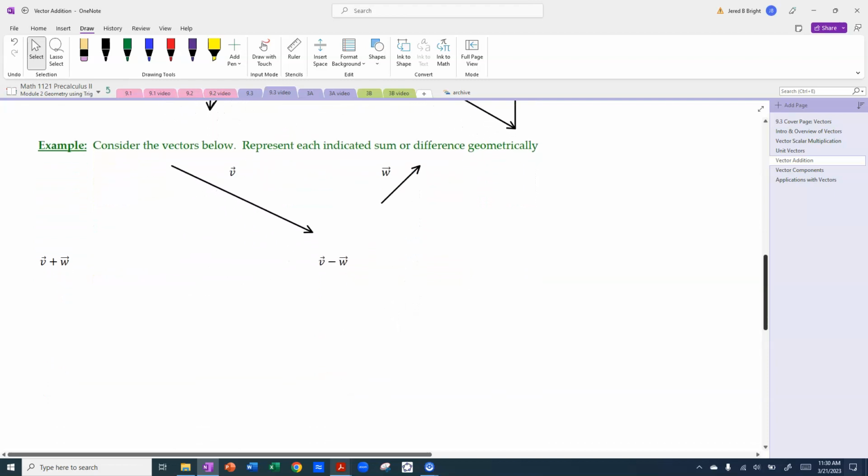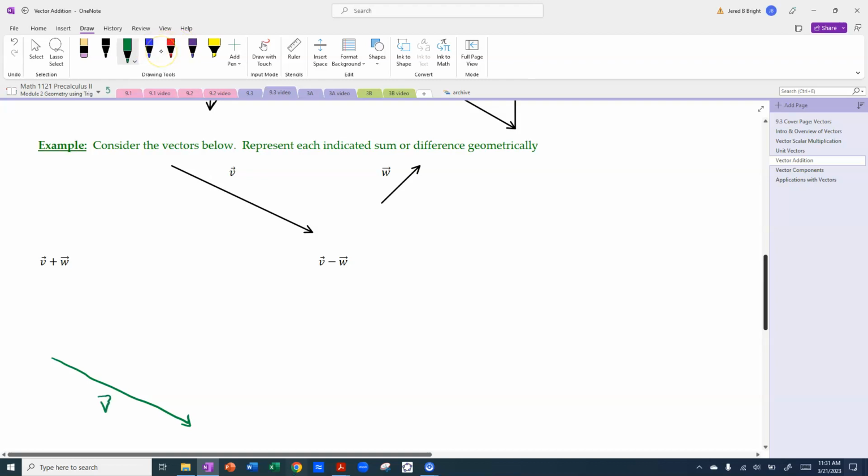Here we go. We have two vectors. We want to find each sum or difference geometrically. Okay. So I want to do v plus w. So I'm going to make a copy of v. I could copy it here, but I'm just going to freehand this. So I have v about like that.